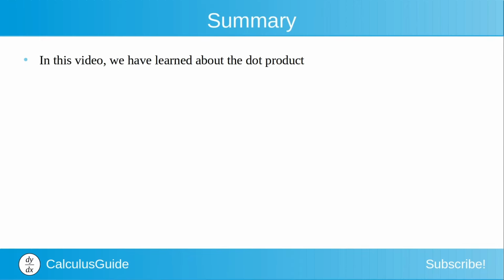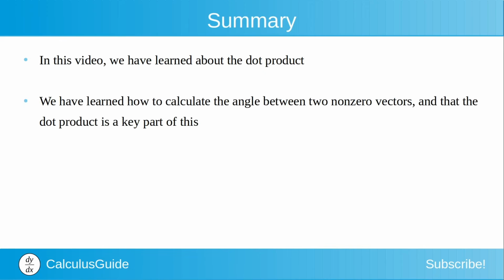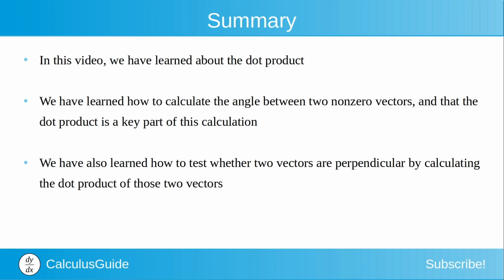To summarize, in this video we've learned about the dot product. We've learned how to calculate the angle between two non-zero vectors, and that the dot product is a key part of this calculation. We've also learned how to test whether two vectors are perpendicular by calculating the dot product of those two vectors.